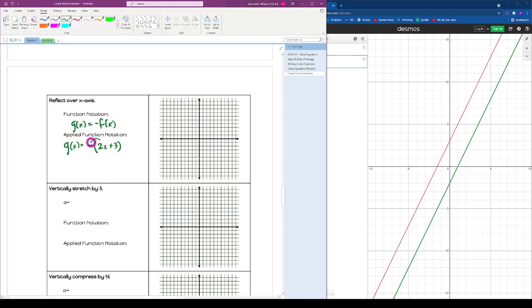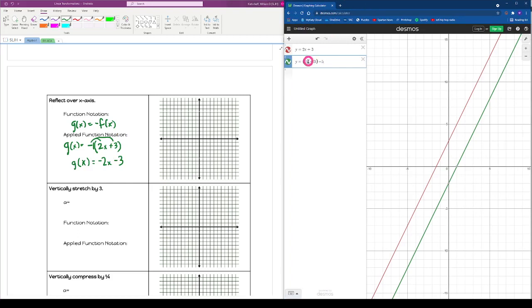To simplify that, we can distribute our negative sign to these two, or our negative 1 if you want to think of this as a negative 1, and we'll get g of x equals negative 2x minus 3 as our final answer. So let's go ahead to our graph.